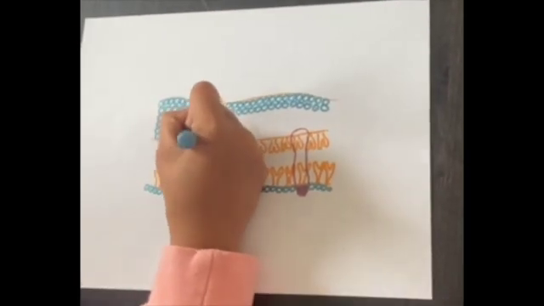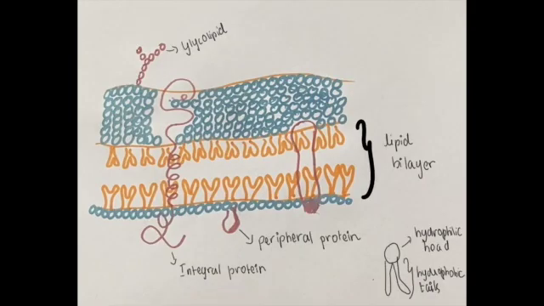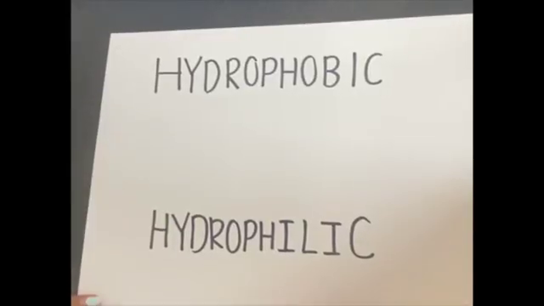The bilayers also consist of integral membrane proteins, which are embedded in the membrane, and peripheral proteins, which lie outside the membrane. Hydrophobic molecules are nonpolar molecules.